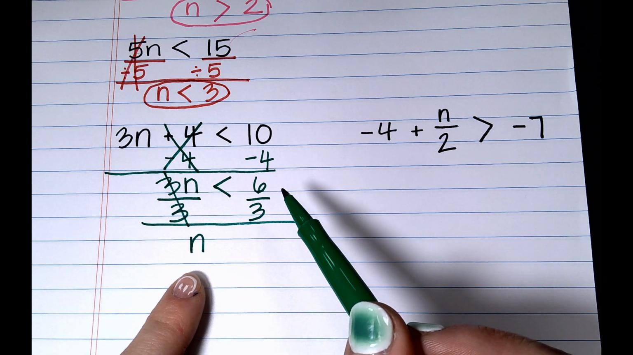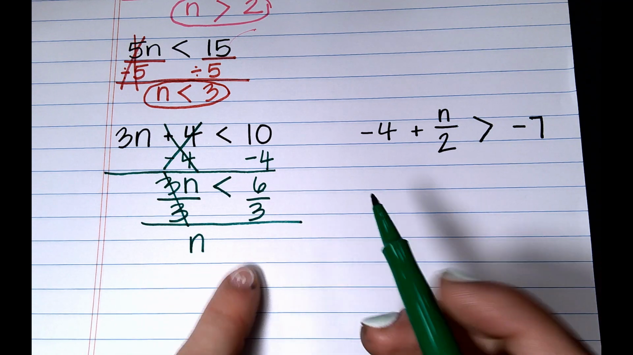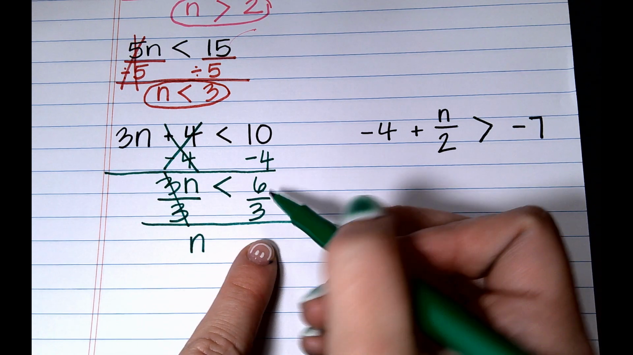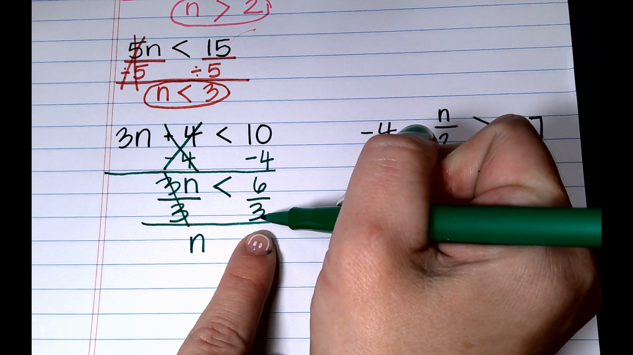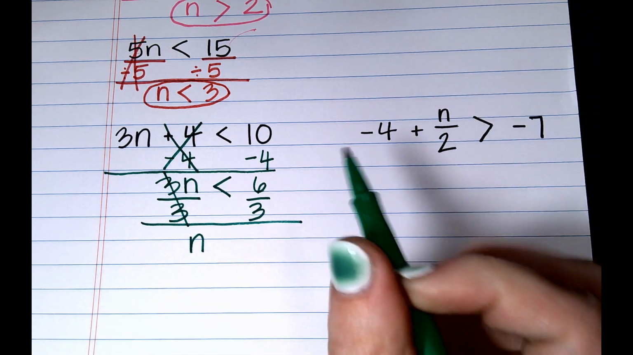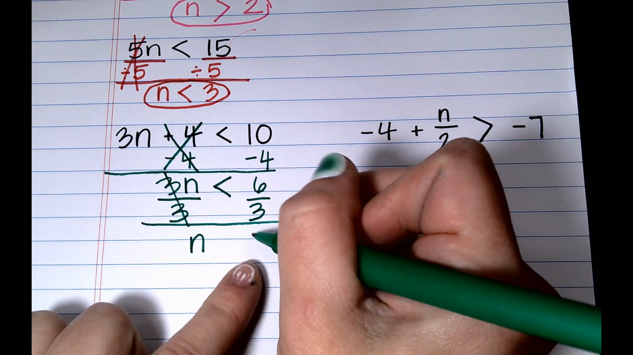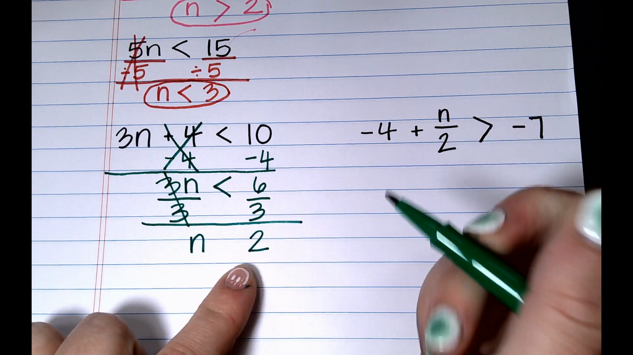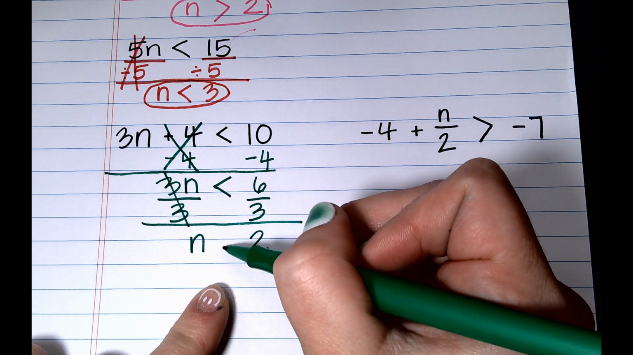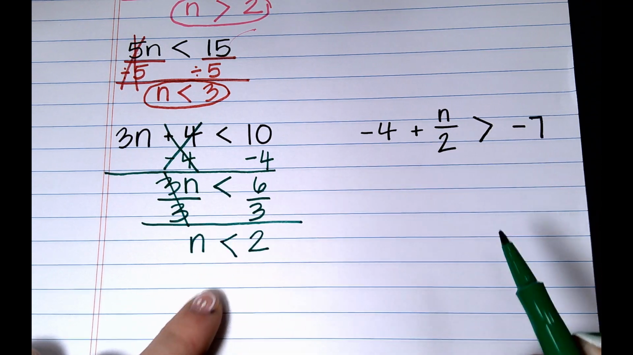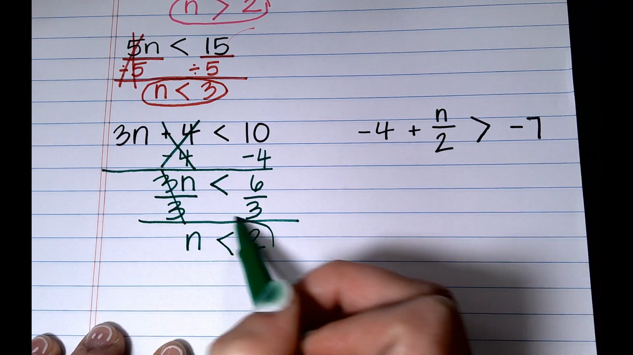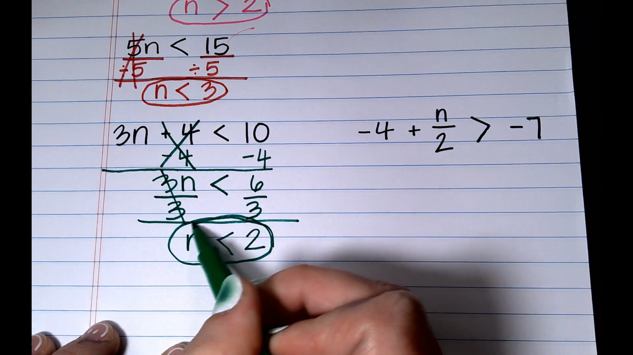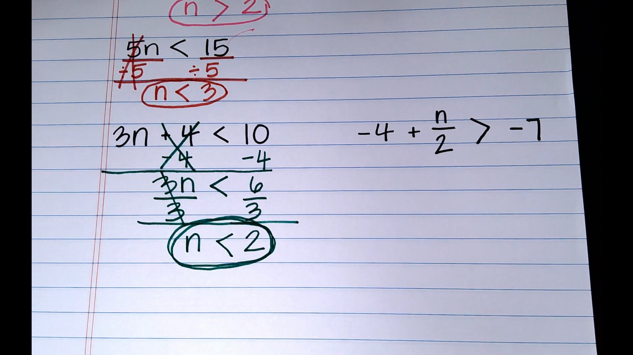You have to divide 6 by 3, which is 2. We say the bigger number first. 6 divided by 3 gives us 2. And that's it. n is less than 2. And that's your answer. Very nice. You solved it.